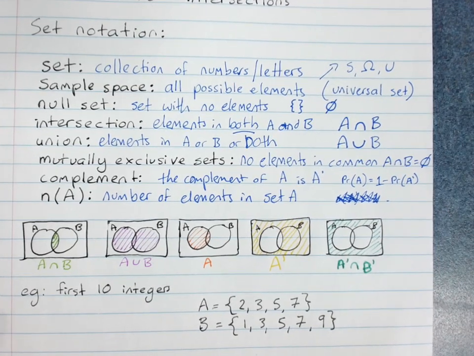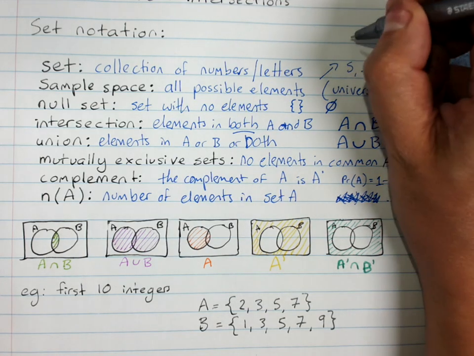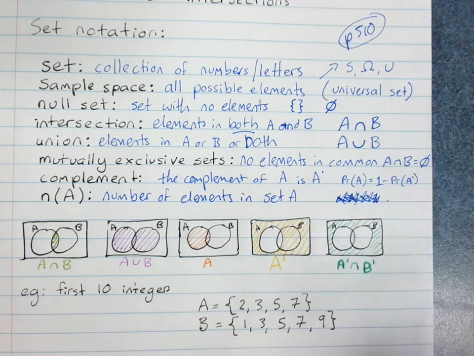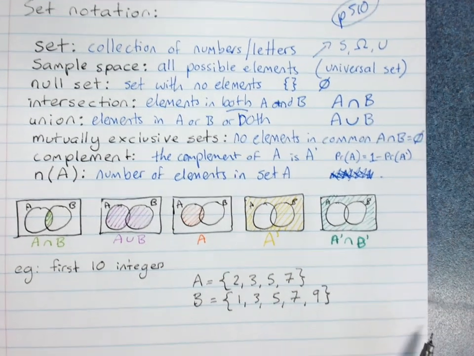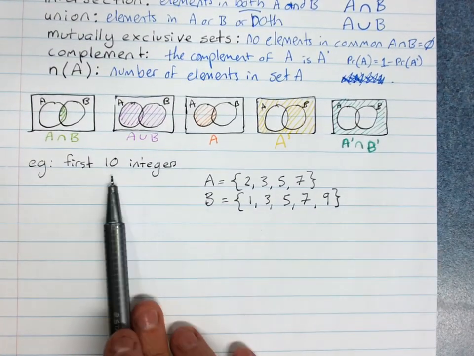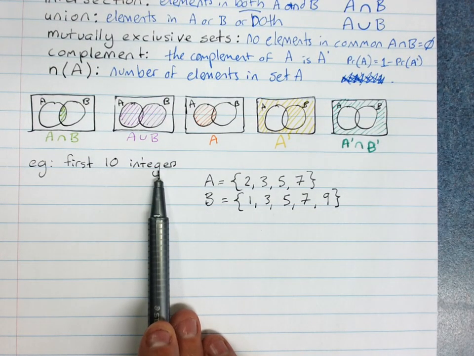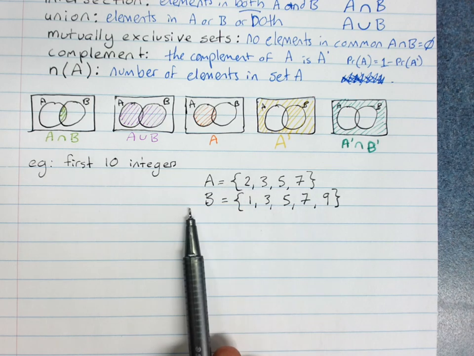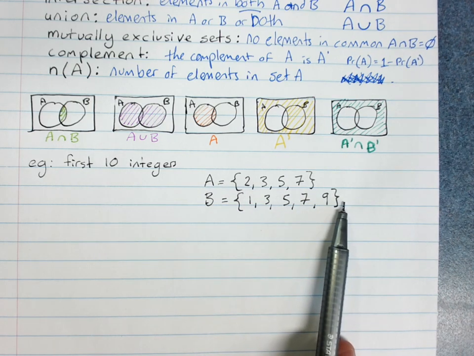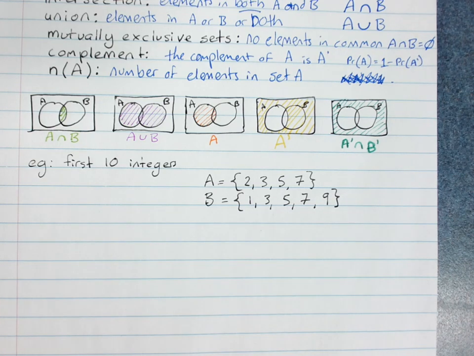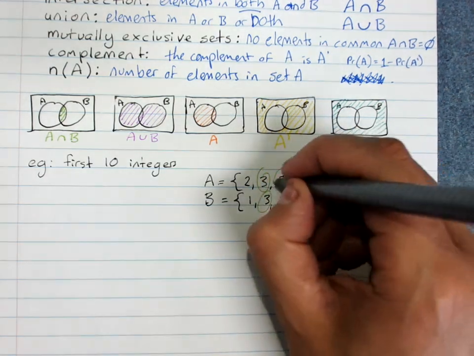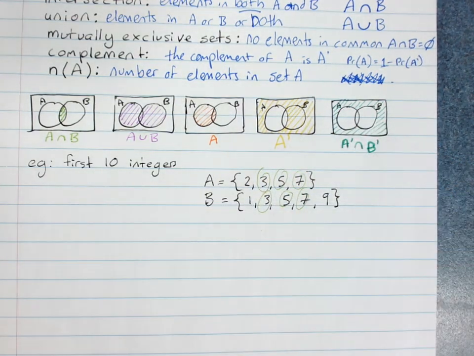So, some wording that you might like. That's also in the key ideas box on page 510 and 511 if you need to explore that a little further. So for example, as I said, we have the first 10 integers here. The set A is the prime numbers, the set B is the odd numbers, and there are some that are in both sets, such as 3, 5, and 7. So that is the intersection of set A and B.